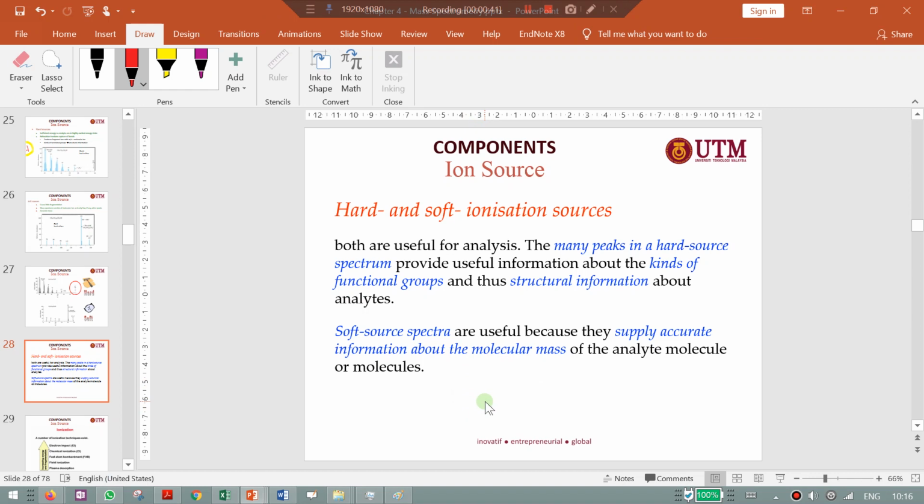In T05 and, if I'm not mistaken, in C19, all of the GCMS instruments over there are using the hard source technique, the electron ionization technique, electron impact ionization technique.